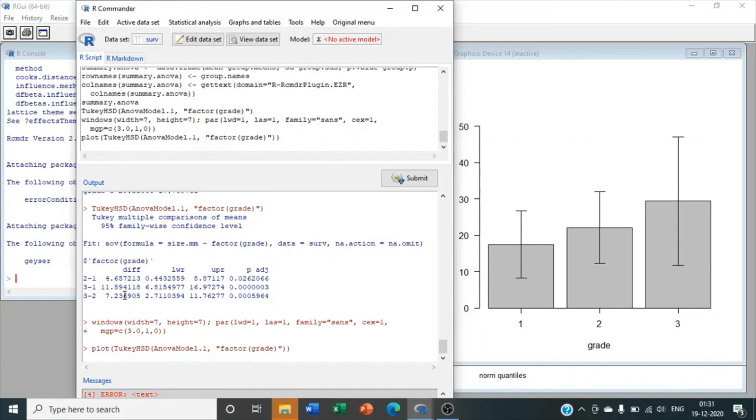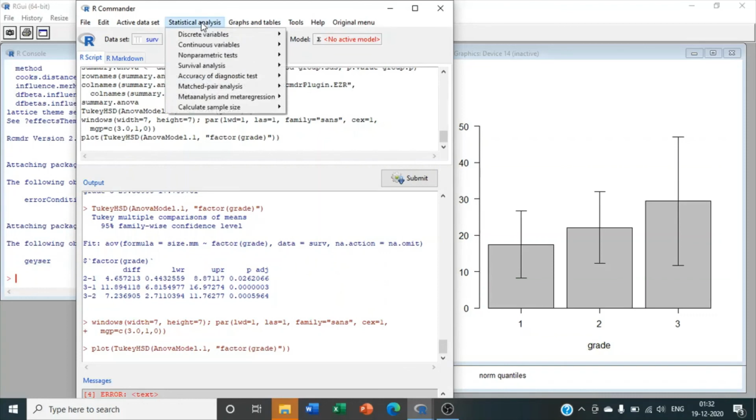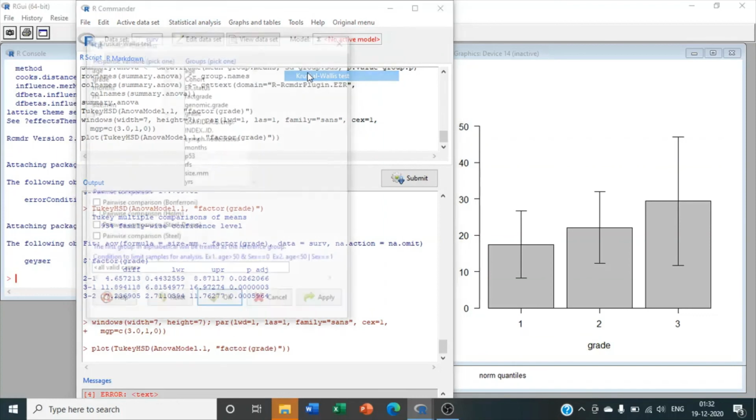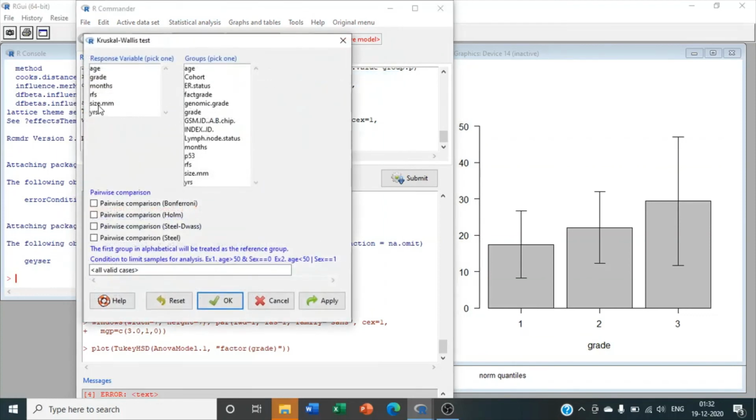However, we had already seen that the one-way ANOVA would possibly not be an appropriate test because it assumes normal distributions. What we should be using in this case would, in the eyes of the purists, possibly be a non-parametric test. What is the non-parametric equivalent of the one-way ANOVA? It is the Kruskal-Wallis test. We click on the Kruskal-Wallis test.